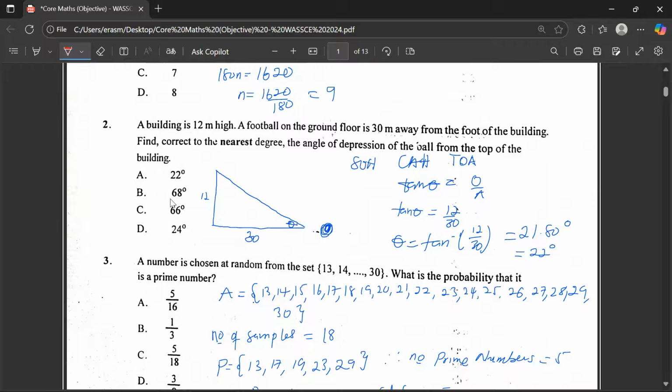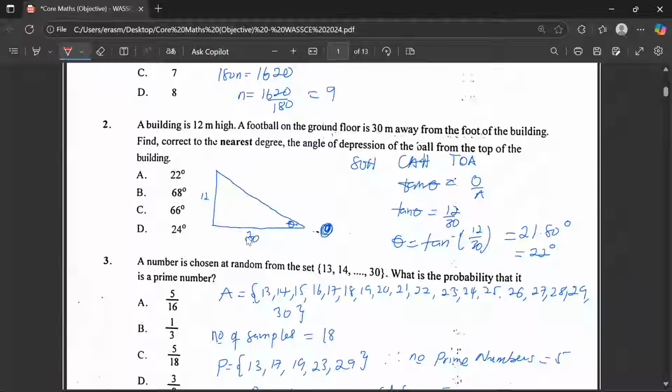And so from the question, the building is 12 meters high. So let's say this is the building, and that is 12 meters high. And we have a football that is 30 meters away from the foot of the building. And so this is the football, and it is 30 meters away from the foot of the building. Now you have to find the angle of depression. So if you draw a straight line from this point to this point, the angle of depression is this portion, and we call it theta.